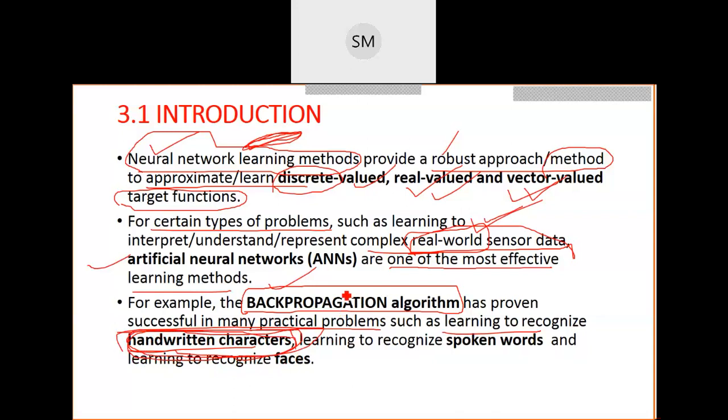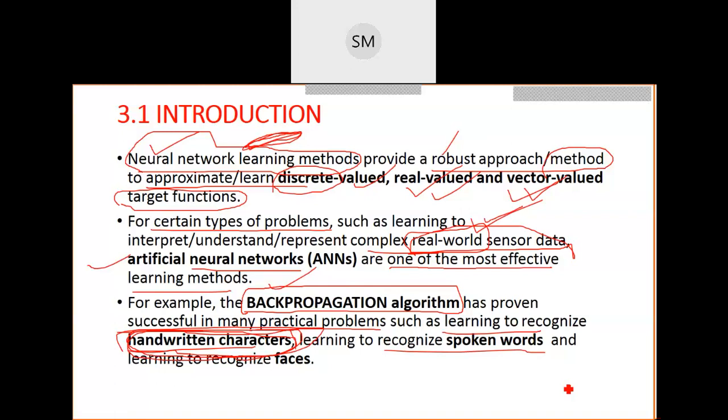This algorithm is used by artificial neural networks. And there are also problems where we want to recognize spoken words. It means we speak some words into a mic and our machine should recognize what I have spoken. We have to pronounce the English properly, and then it will identify what words and sentences I am speaking. Such problems we can solve with the backpropagation algorithm.